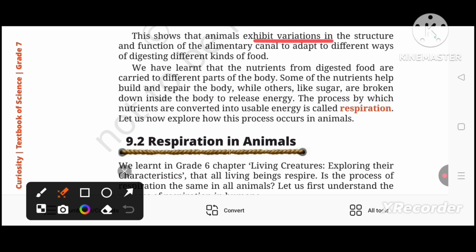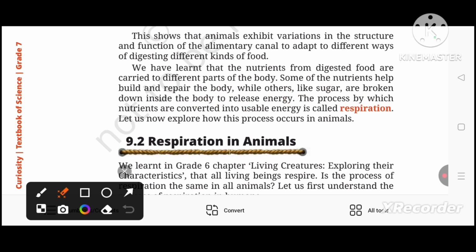This shows that animals exhibit variation in the structure and function of the alimentary canal to adapt to different ways of digesting different kinds of food. We have learned that the nutrients from digested food are carried to different parts of our body. Some of the nutrients help to build and repair the body, while others, like sugar, are broken down inside the body and release energy.